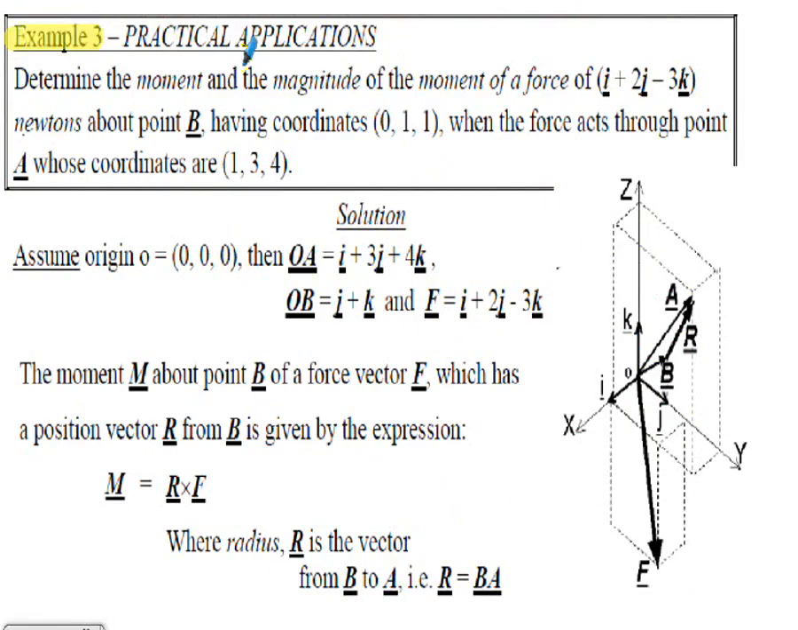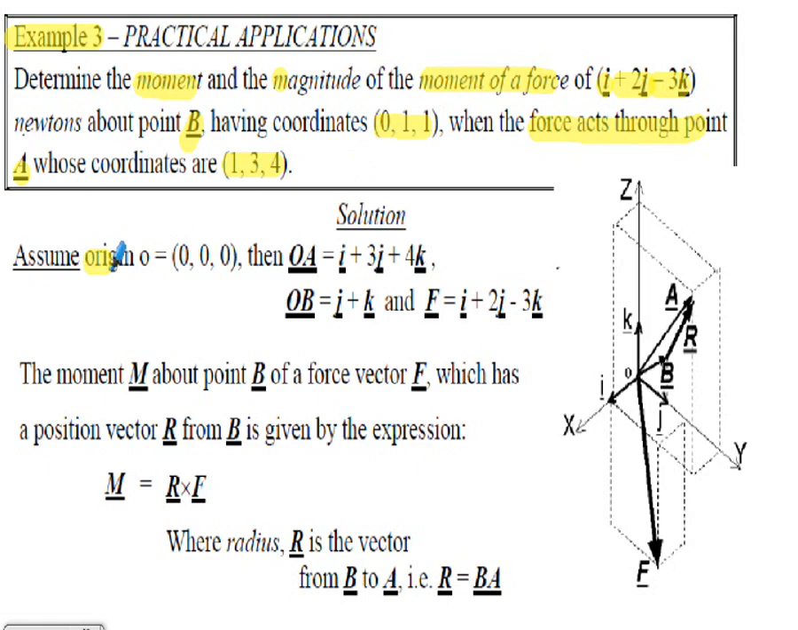Example 3, a practical application. We're asked to determine the moment and the magnitude of the moment of a force of i + 2j − 3k newtons about point B, which has coordinates 0, 1, 1 in x, y, z, when the force acts through a point A having coordinates 1, 3, 4, x, y, z again.